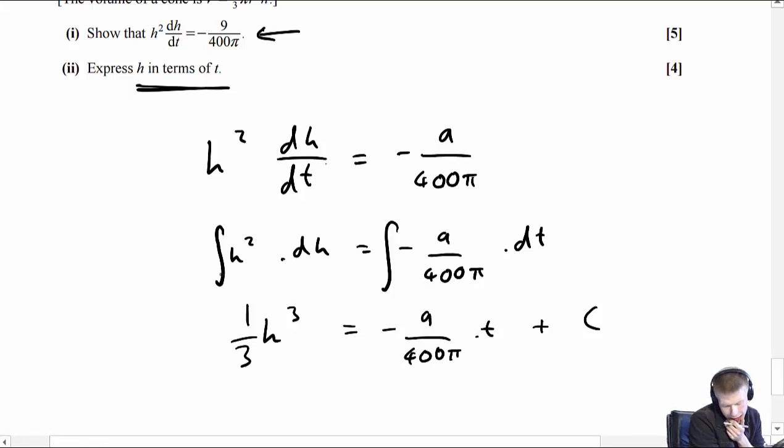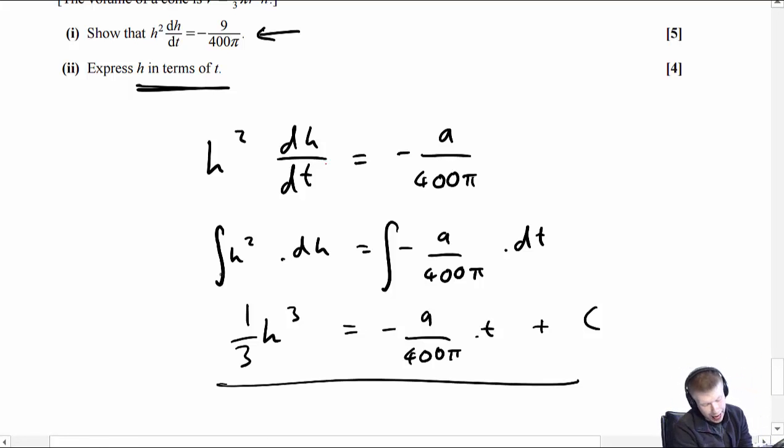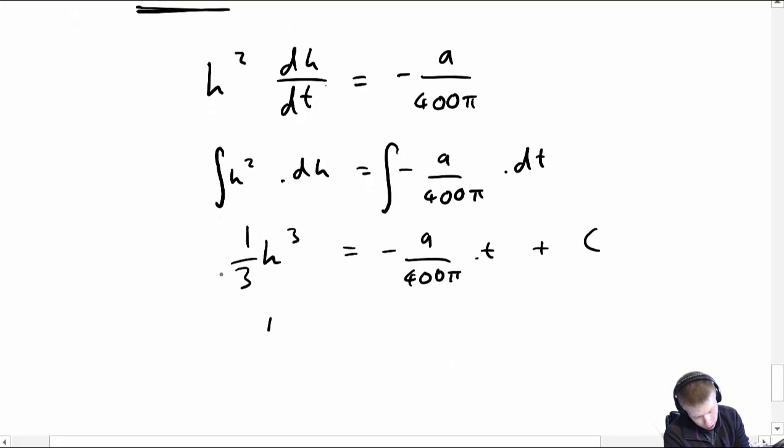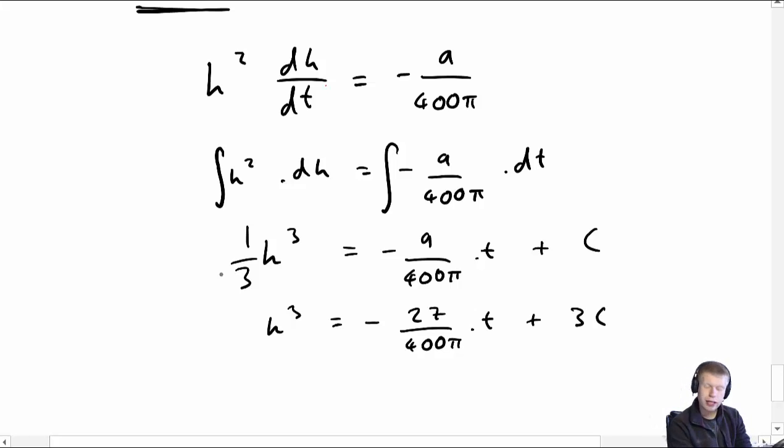Okay. So basically, I just want to rearrange this just to get h on its own. So let's first of all times through by 3. So I've got h cubed equals, well, this is minus 9 times 3, which is 27 over 400 pi. I'm just literally timesing through by 3, okay, plus, again, that's 3c, which is just going to be another number. 3 times a number is just going to be another number. So I can carry on calling it c, or you can call it k or whatever. I'm just going to leave it as c for the moment. I'm just simply saying this is just some general number, okay.